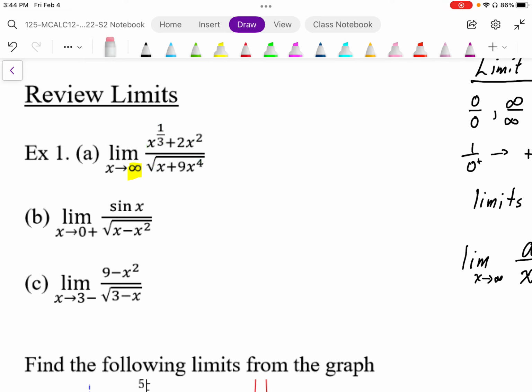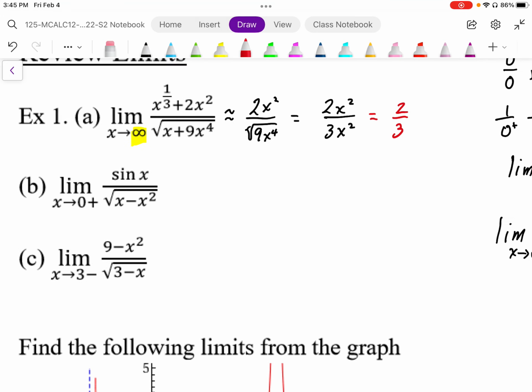So we can start eliminating parts of this and say essentially it's going to behave like 2x squared over the square root of 9x to the power 4. Well, this must be 2x squared over 3x squared. The powers are the same, so the ratio of the coefficients determines the limit. The limit of this ends up being 2 over 3, and because it's going to infinity, we can use this type of analysis.